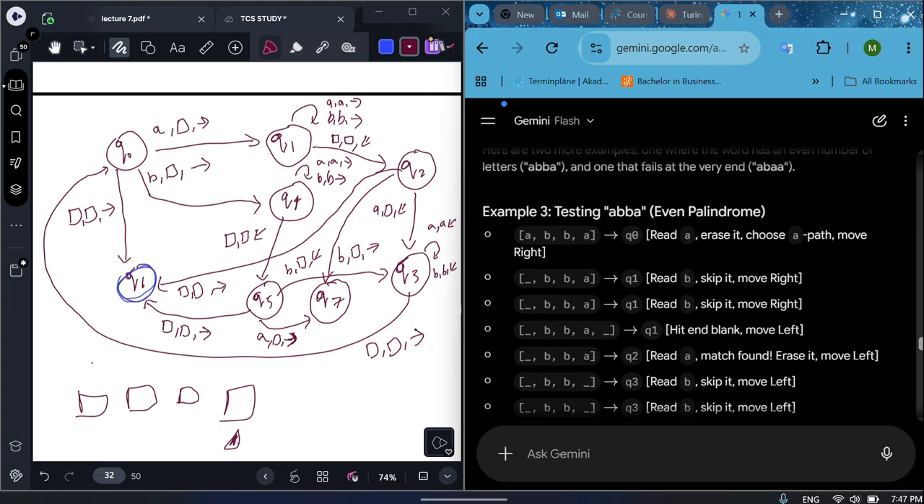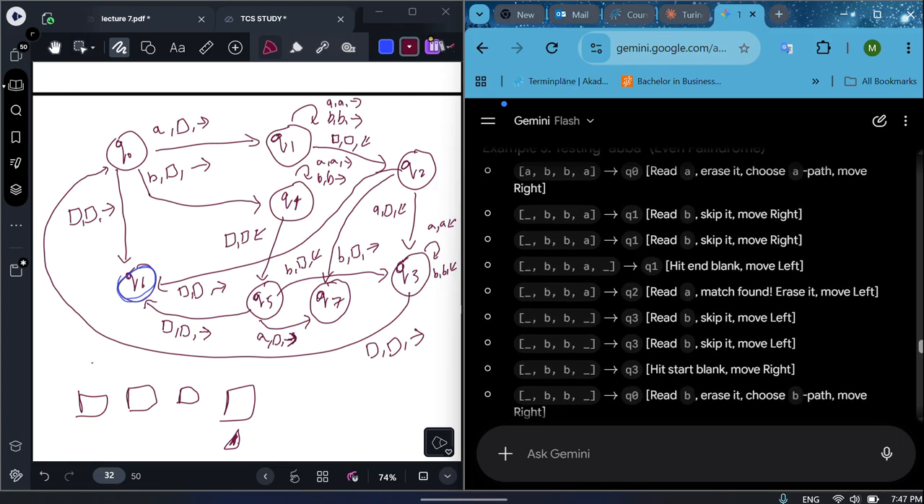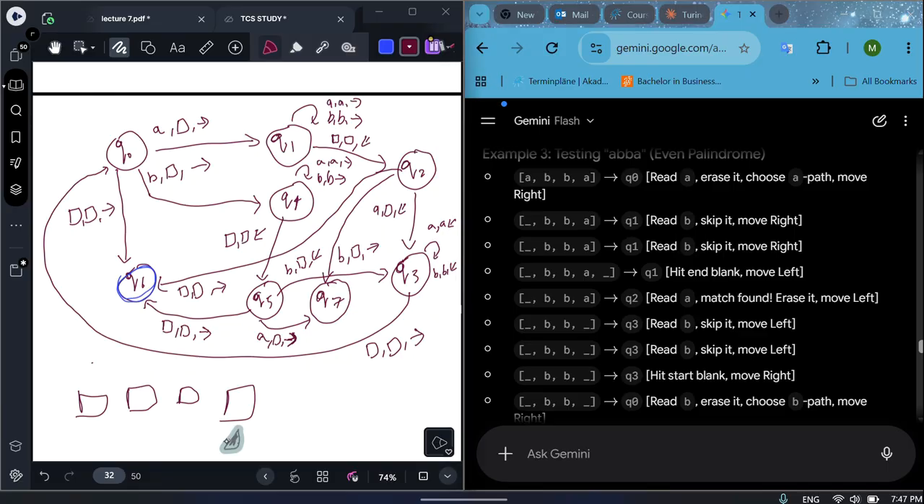Then we can run the same example on ABBA, which is our even palindrome, and we can try if that also works.